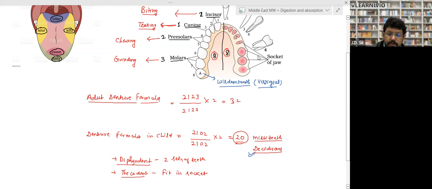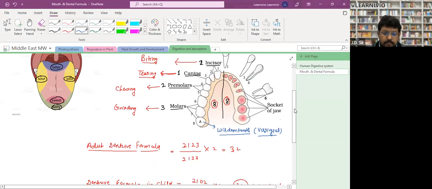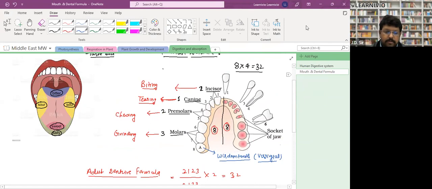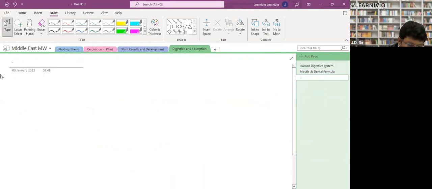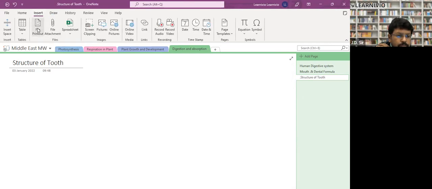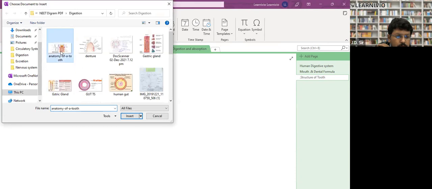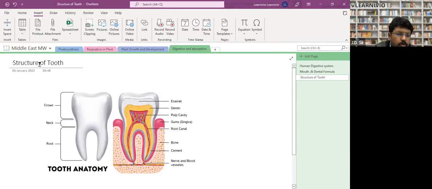One more important thing which I want to discuss over here, that is the human teeth, right? So I want to show you the diagram of human teeth. Let's discuss in next case. Structure of the tooth, the heading. Look, this is the structure and anatomy of tooth.